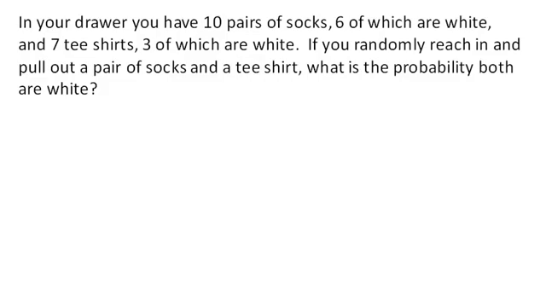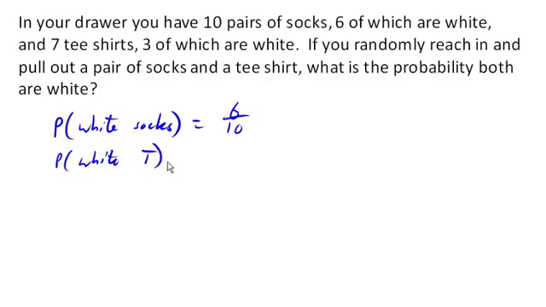But if two things are independent, then we can go ahead and use that multiplication idea. For example, in your drawer you have 10 pairs of socks, 6 of which are white, and 7 t-shirts, 3 of which are white. If you randomly reach in and pull out a pair of socks and a t-shirt, what's the probability both are white? Well, the probability of white socks is 6 white out of 10 pairs. The probability of a white tee is 3 of them are white out of 10.